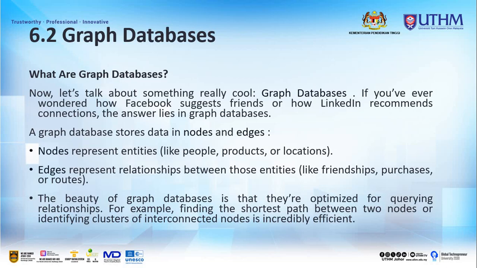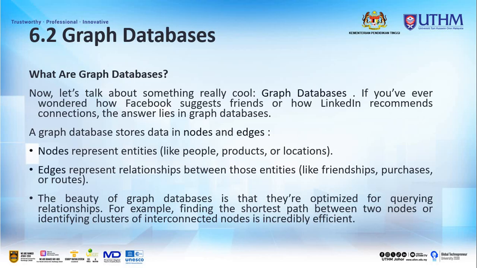Number 6.2, graph databases. What are graph databases? Now let's talk about something really cool. Graph databases. If you have ever wondered how Facebook suggests friends or how LinkedIn recommends connections, the answer lies in graph databases. It's actually networking. The graph database stores the data in nodes and edges. The nodes represent entities like people, products, and locations. Edges represent relationships between those entities like friendship, purchases, and routes.